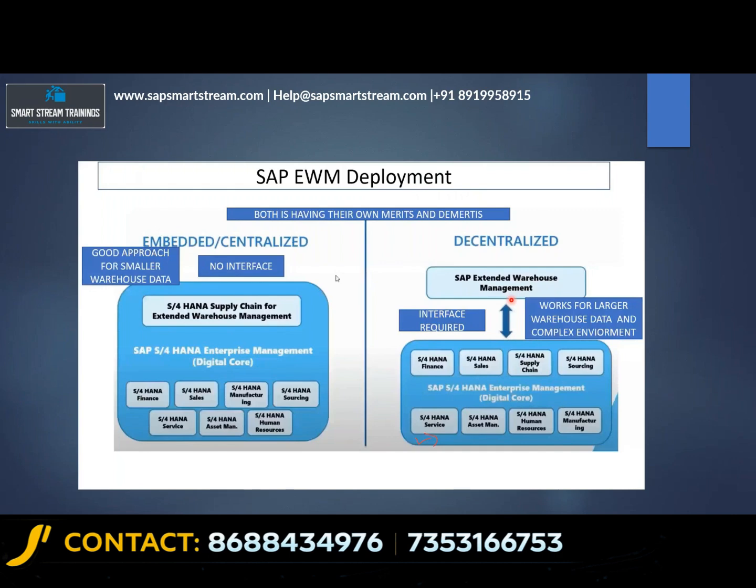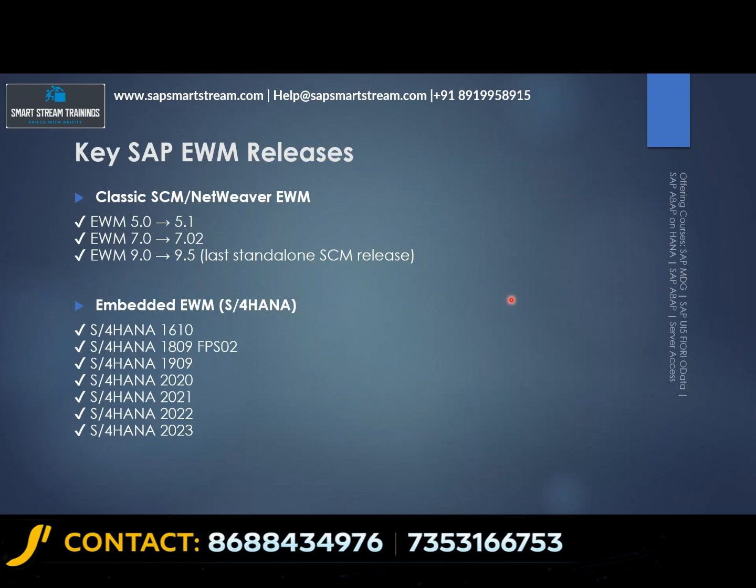You mentioned a clear point here: the S4 side master data is maintained, and that is replicating to the EWM. Yes, that is the point I was expecting. Thank you, that is clear. Thank you. Yeah, no problem.